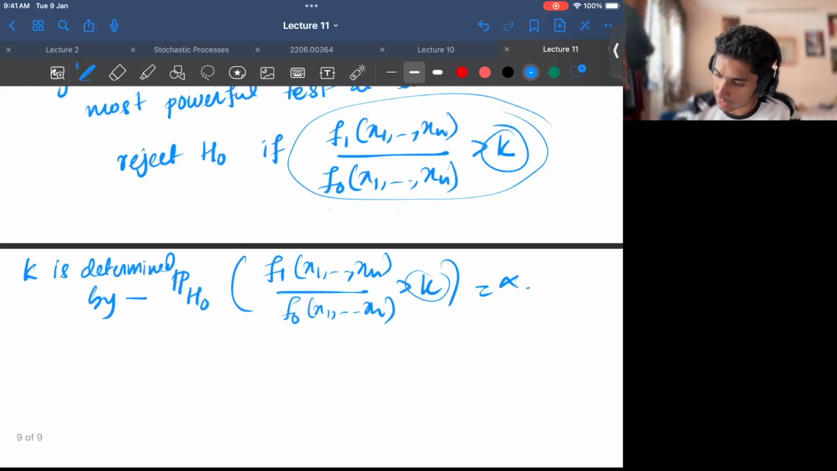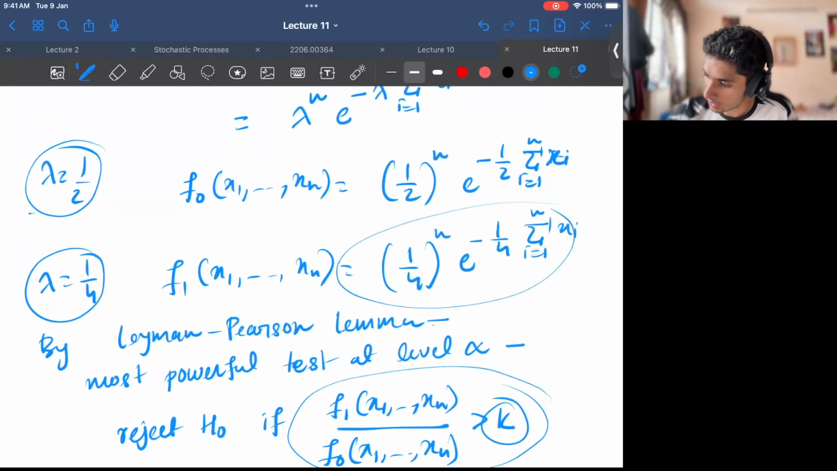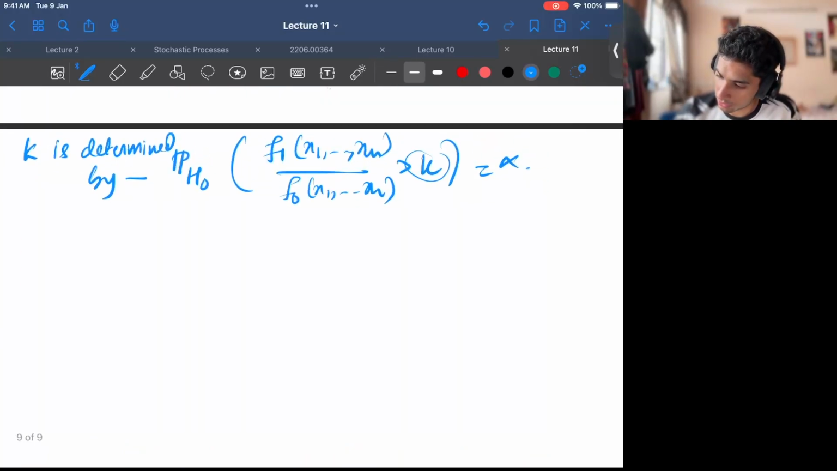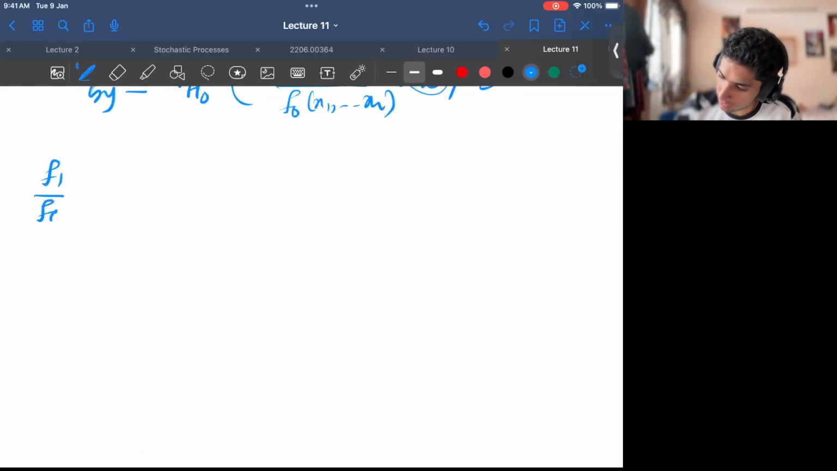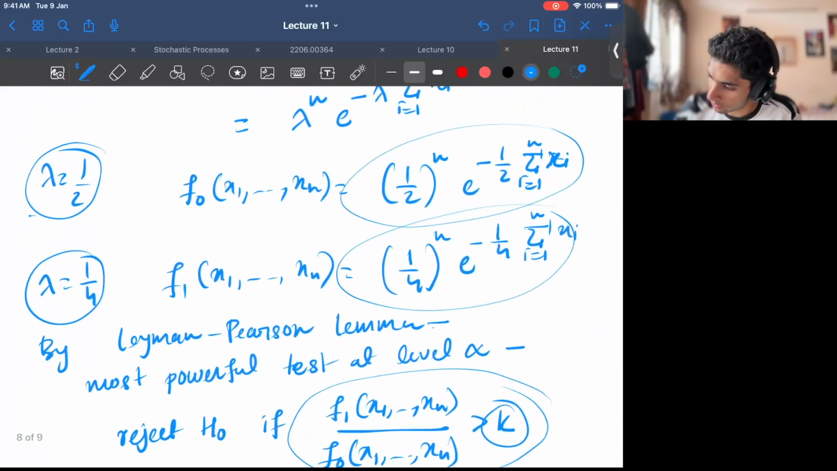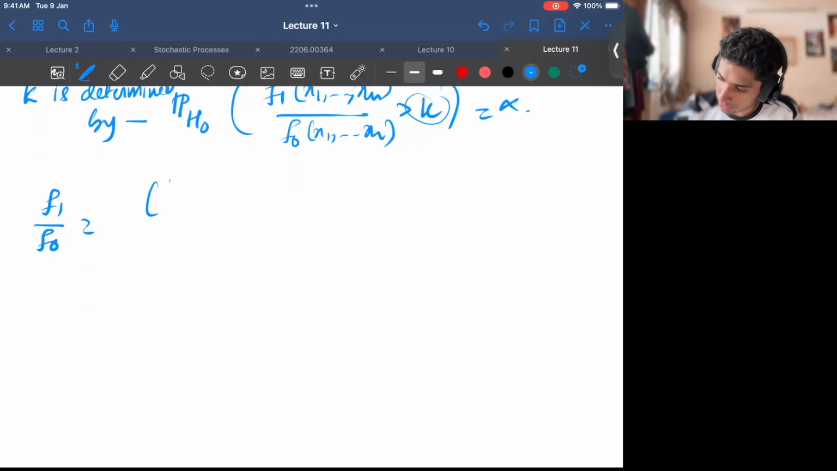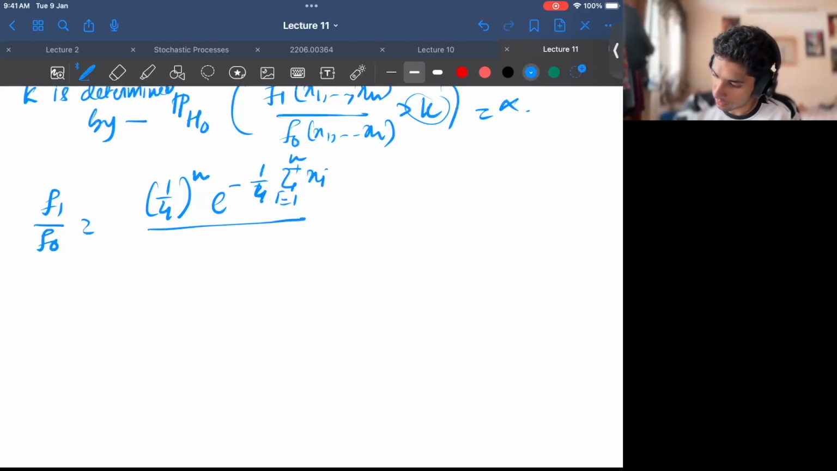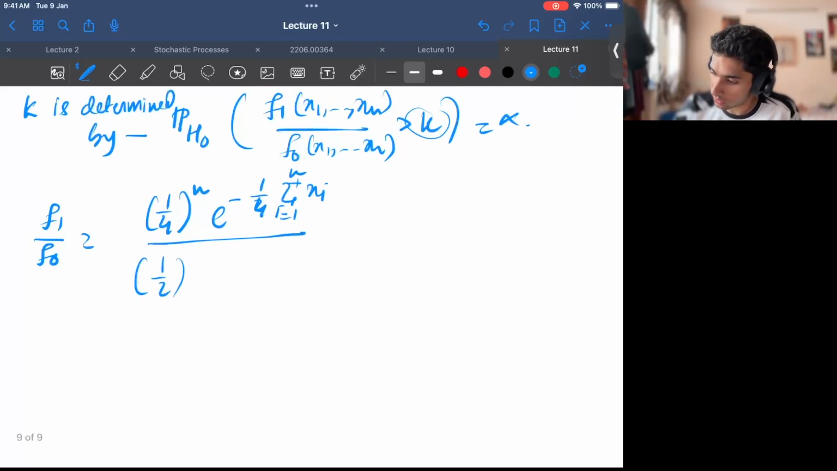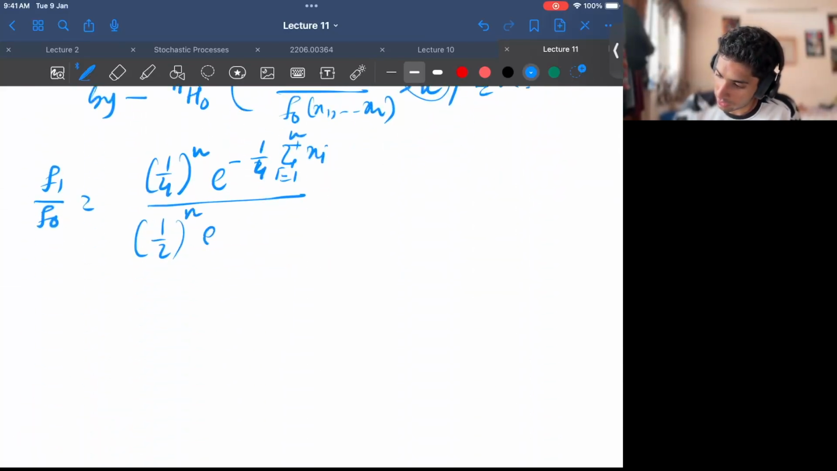So what is f1 by f naught? So f1 is, remember, this thing, and f naught is this thing. So maybe for brevity I will just write f1 by f naught. This thing is equal to f1 was 1 by 4, so 1 by 4 raised to n, e raised to minus 1 by 4 summation xi, i equal to 1 to n, upon 1 by 2 raised to n, e raised to minus 1 by 2 summation xi, i equal to 1 to n, right?